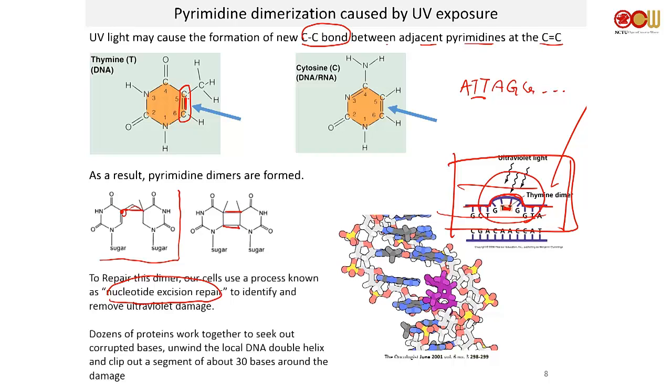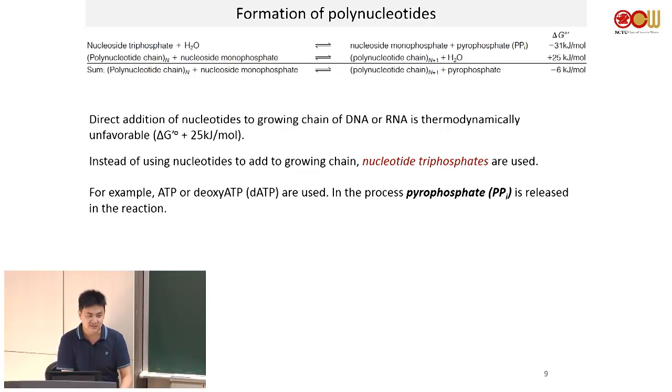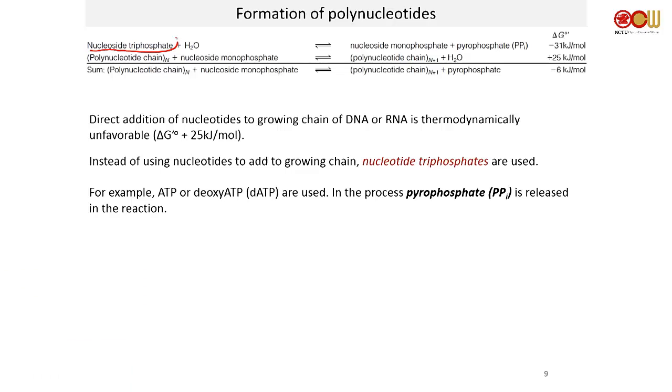This usually only happens to pyrimidines, so you can get TT dimers, CC dimers. Let's talk a little bit about how we actually form polynucleotides. We talked about nucleotides, which have one phosphate. It turns out the subunit for making DNA is not the monophosphate, it's actually the triphosphate. The actual addition subunit for adding DNA bases onto a growing chain is a nucleoside triphosphate.